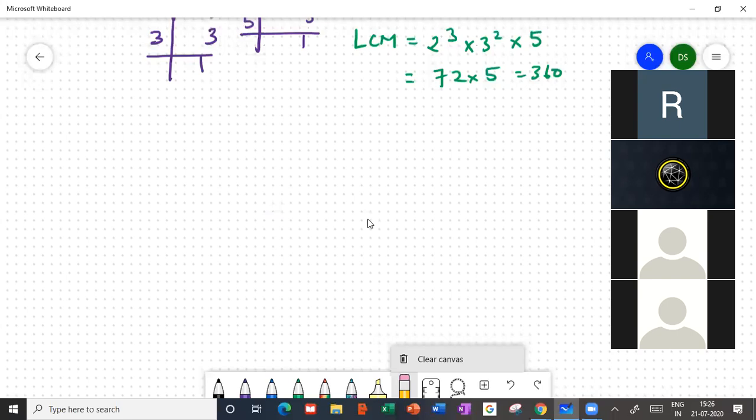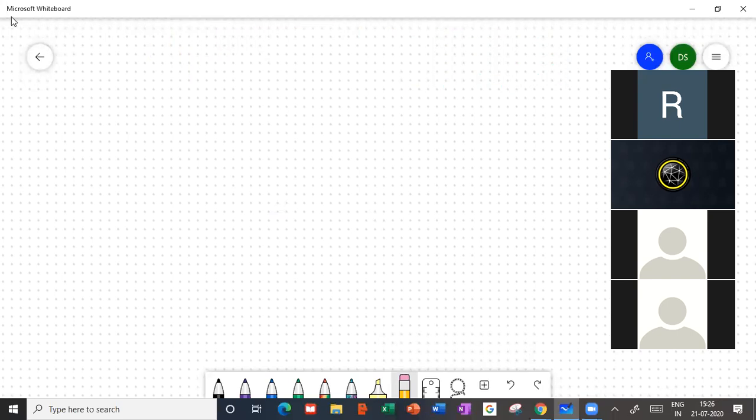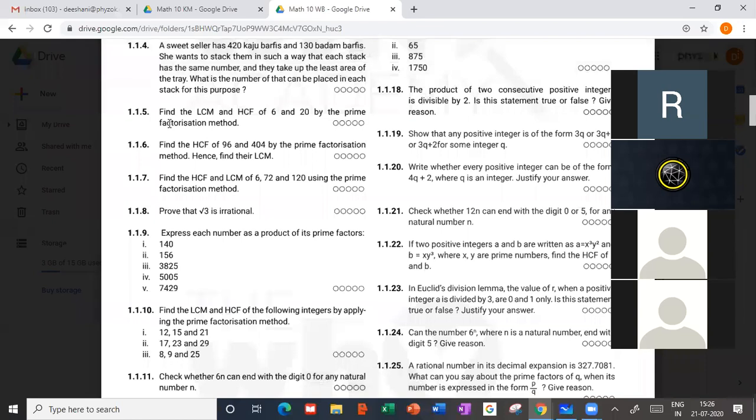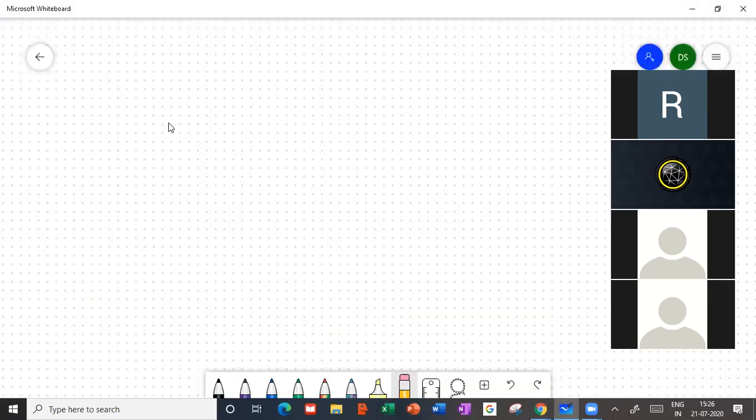Ma'am, what question are we doing? The eighth one. Wait, let me check. It's the eighth one, right? Yes. Prove that root 3 is irrational. So what I'll do is I'll just solve this question once. Then maybe you all can do the rest. So it's 1.1.8. Anybody who feels they are confident solving it, you can try it on your own.